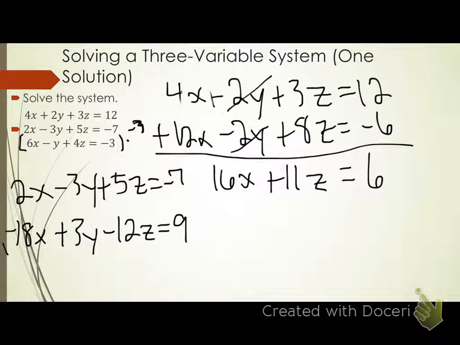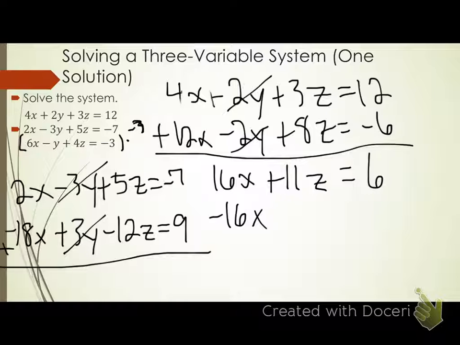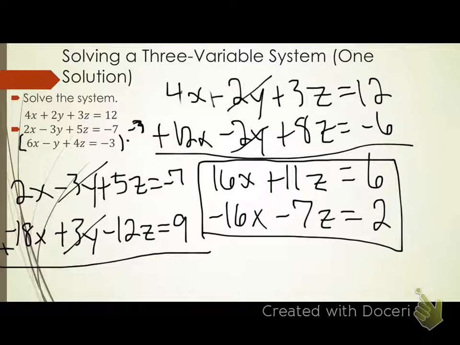Adding these two equations, 2x plus negative 18x gives me negative 16x. My y's are eliminated. 5z plus negative 12z gives me negative 7z, and negative 7 plus 9 gives me positive 2. I now have a system of equations in two variables. So I am now done with the end of step 1.